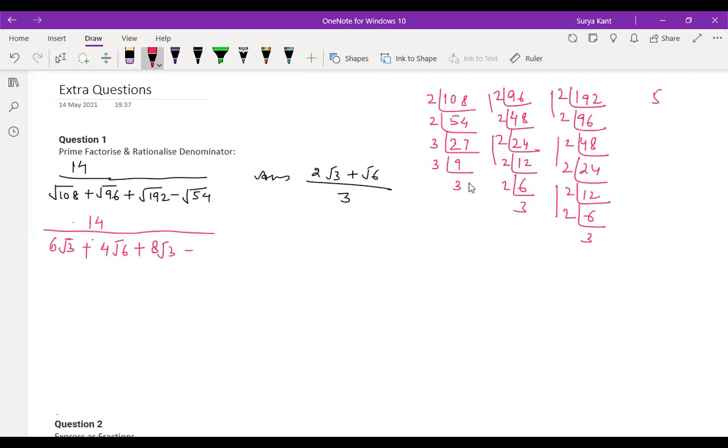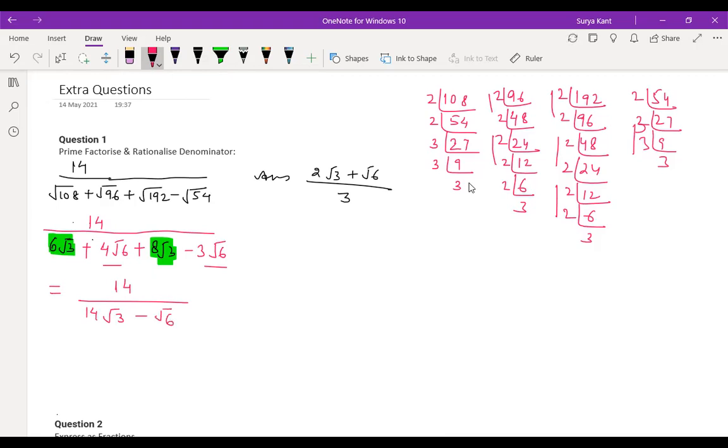Minus 54. 2, 27, sorry, 3, 9, 1. That is 3 root 6. All of you got the same answer till here? Yes, sir. 14 divided by, what we can write, this is root 6. Root 6 we can subtract, and we can add 6 and 8, 14. 6 root 3 and 8 root 3 we can add, that is 14 root 3 minus root 6.